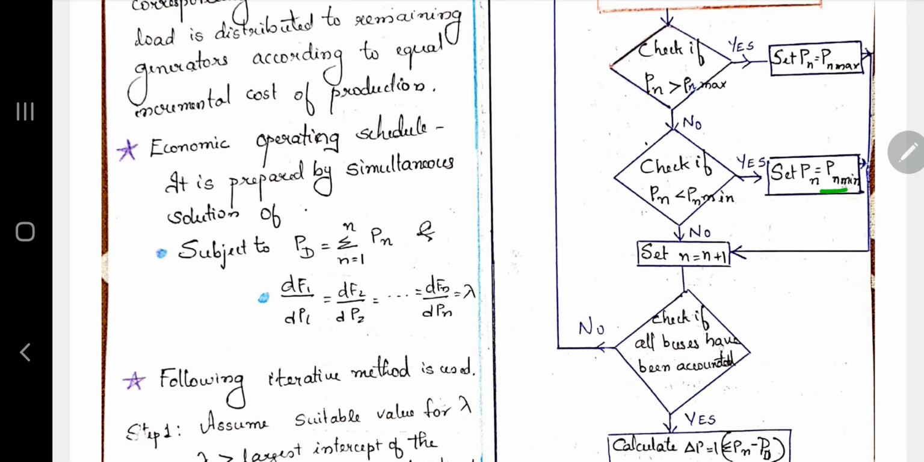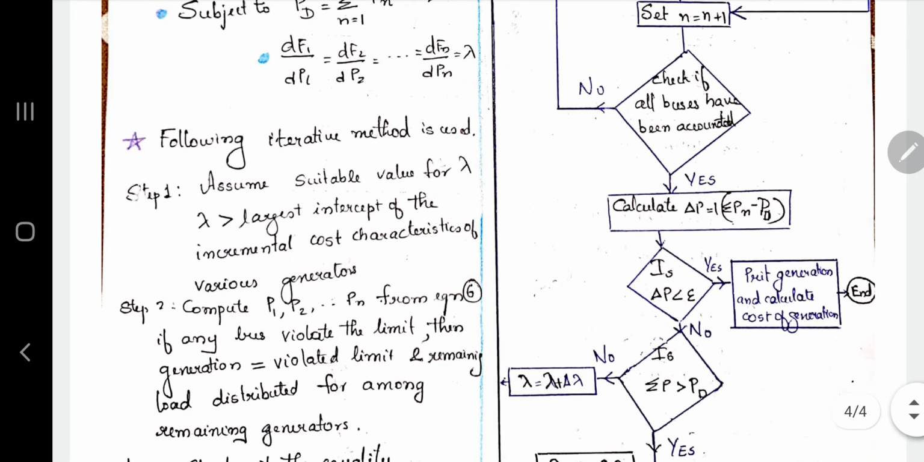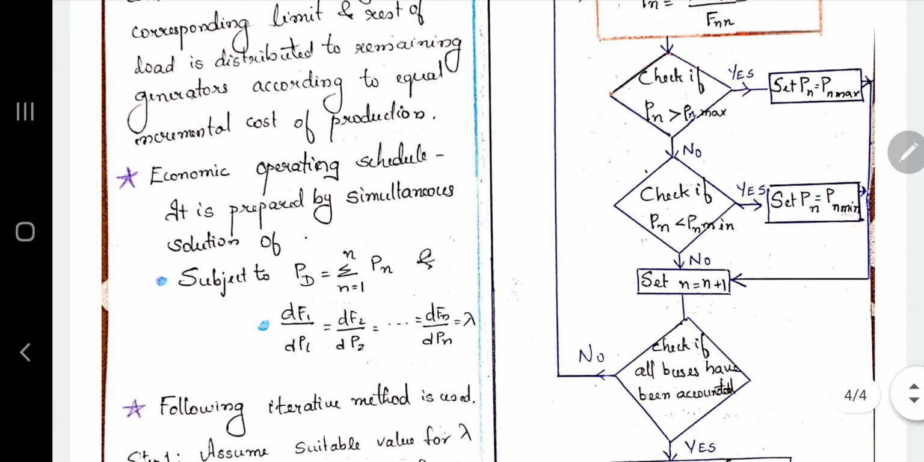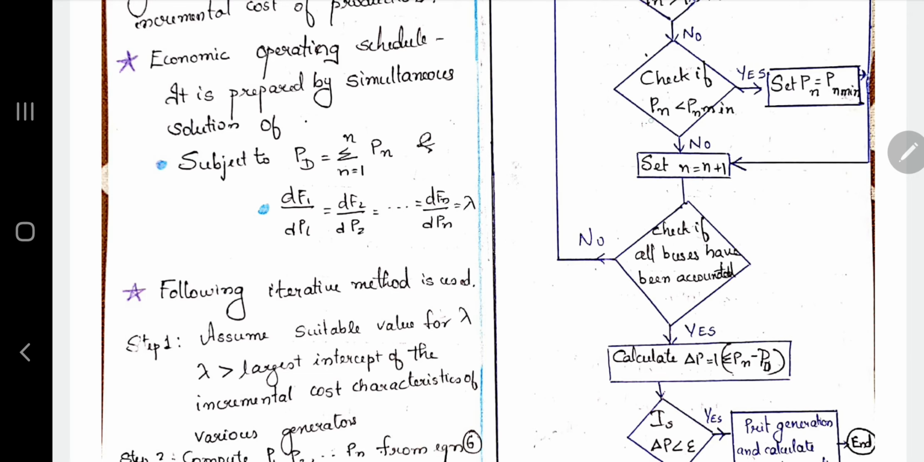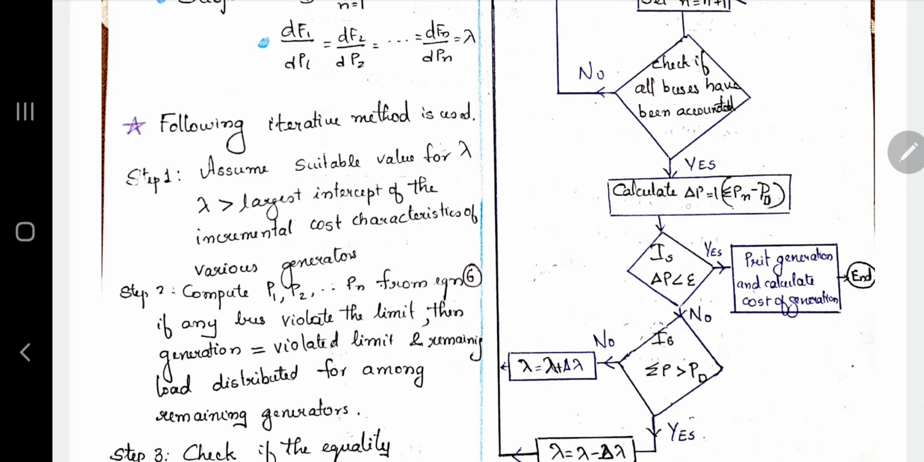Now we are checking whether all the buses have been completed, if all the values of the generations have been completed. If not, we have to find the value of the next generation and similarly find the generation of all the buses. Now calculate delta P such that sigma Pn minus Pd, we have to find delta Pd. So if delta Pd is less than the convergence, then we can stop. If it is yes, then we can stop the process, that is print the generation and calculate the cost for that generation end. But if it is not converging, if it is above a limit, then we have to set another value, we have to make an increment or decrement for lambda.